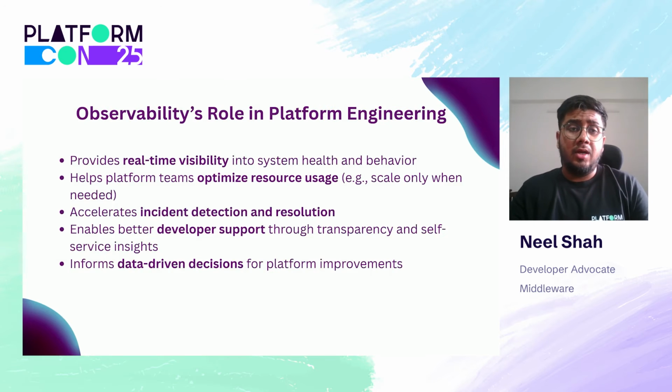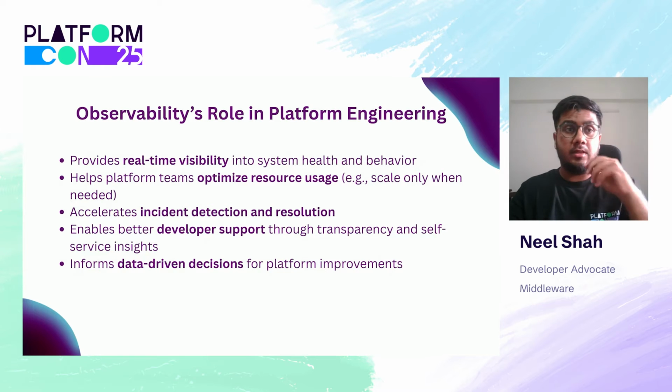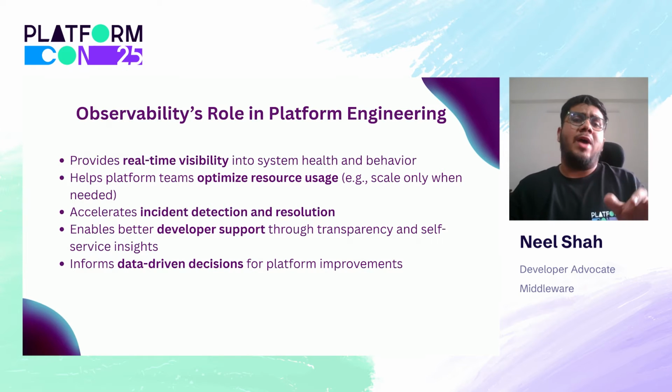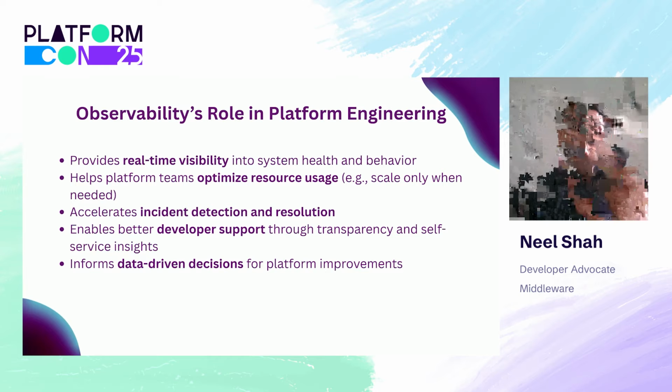Next comes observability's role in platform engineering. It provides real-time visibility into your system health and behavior, how your systems, APIs, and servers are behaving internally. It can help your platform optimize resource usage from metrics of CPU and application performance. You have metrics for each service, so you can better understand how services are utilizing resources, CPUs, or compute, and you can scale when needed.